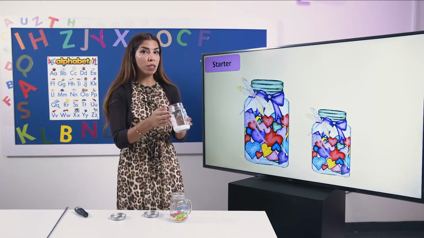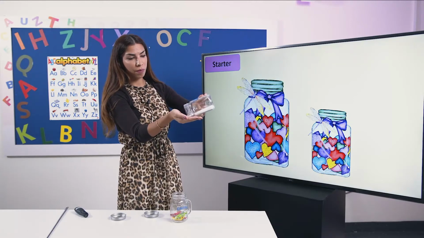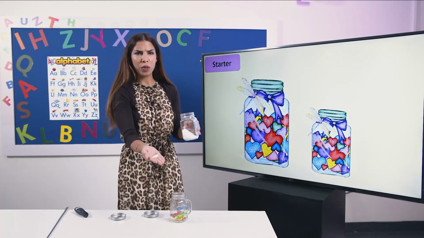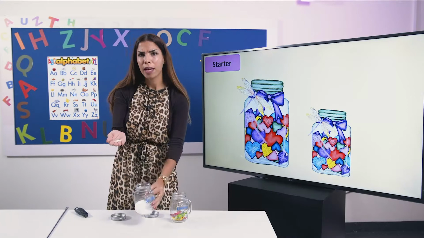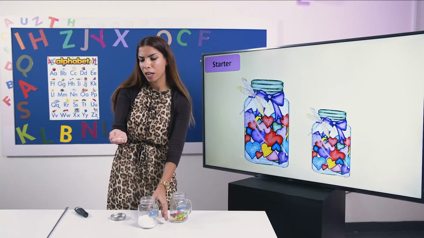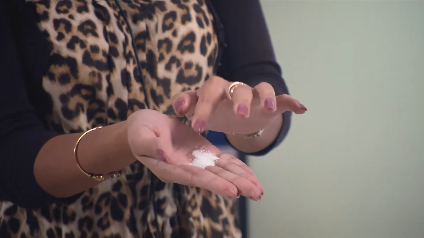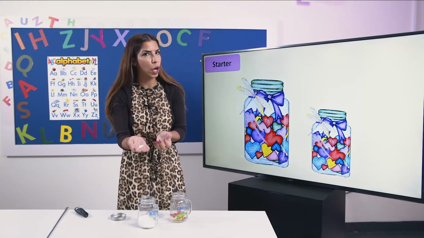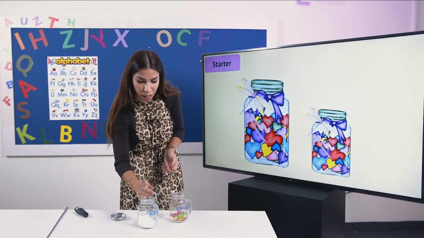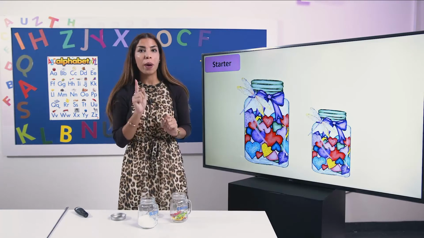Let's try to count. What do you think? Can we count the sugar? Can we say 1, 2, 3? Can we do this? No, of course not. So, be careful.